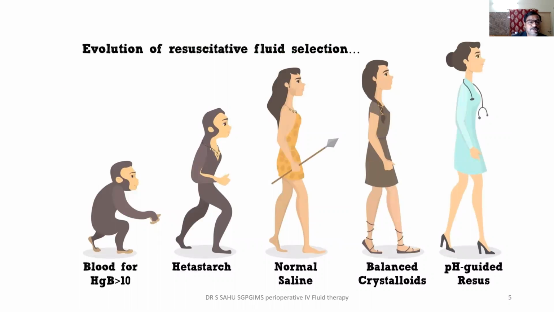As we know, we have evolved as modern humans from somewhere the apes, and with this evolution, modernization came in 2020 and 21 in all aspects of anesthesiology. Especially perioperative fluid management has changed a lot. Earlier we were giving fluid for low hemoglobin, but now, from normal saline to colloid to crystalloid, we are moving towards pH guided resuscitation and balanced crystalloid.